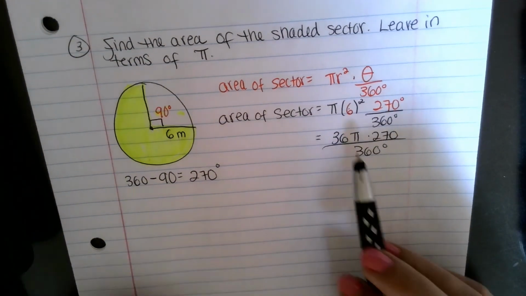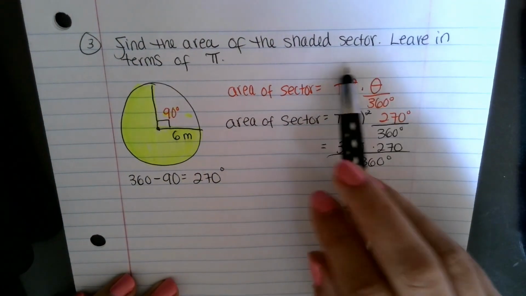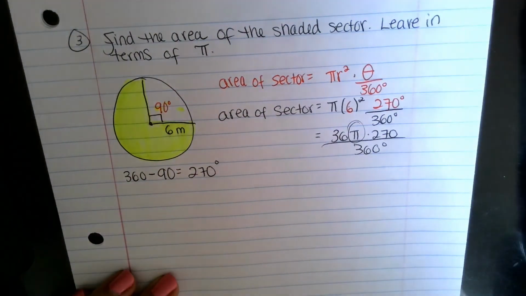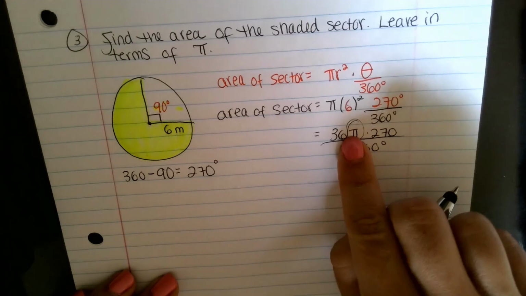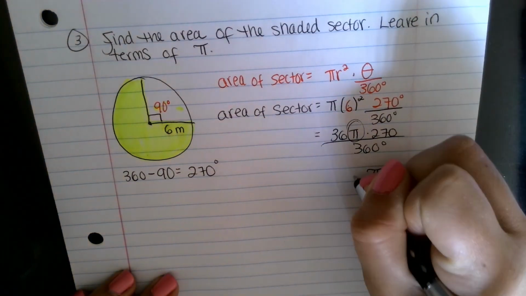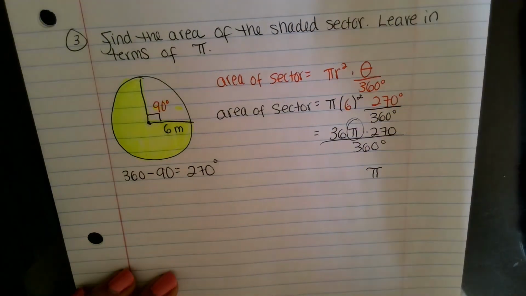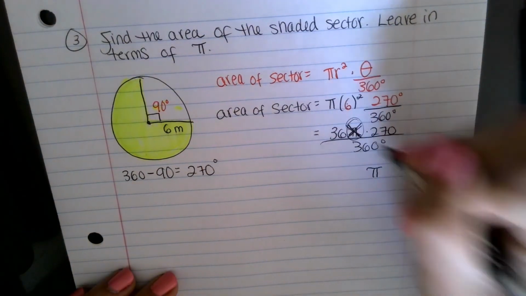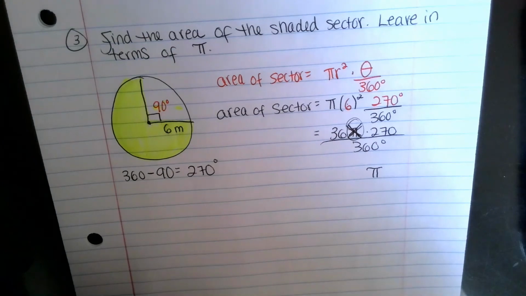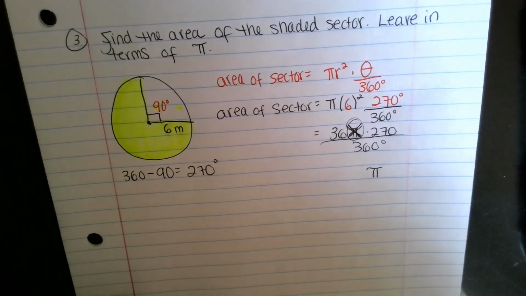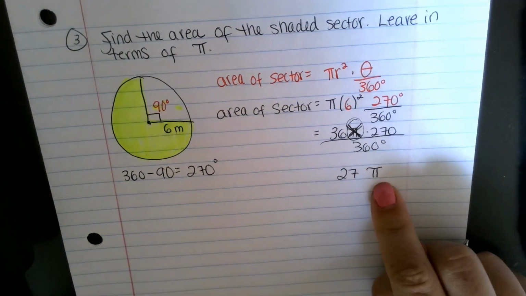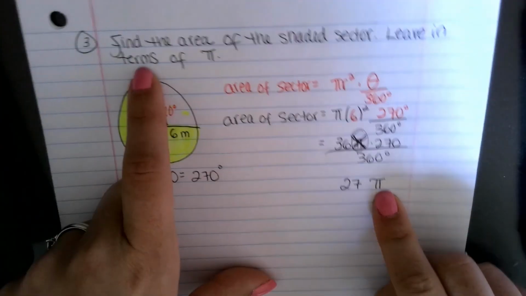oh, but wait, before you even multiply by pi, it said leave in terms of pi. This means I do not multiply my pi out. That's telling me my final answer should have pi in it because they want an exact answer. So right now, we're not going to even deal with this. We're going to do 36 times 270, and then you're going to divide that by 360. So I get 27 pi. I don't multiply the pi out because I want that in the answer.